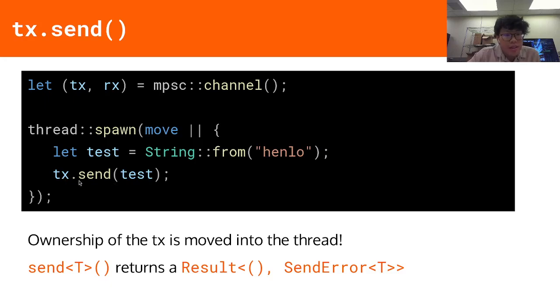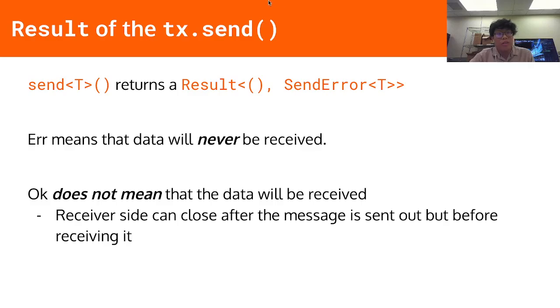Now tx.send returns a result, right, like this, and let's talk more about it. The result that's returned by tx.send is of the OK type, which is nothing, because you send the data and there's nothing. And if it's an error, it will be of type SendError, right? Error usually means that maybe the receiving side has already closed or is dropped. So it means that the channel is broken and the data will never be received. Whereas on the other hand, OK means that the message has been successfully sent out.